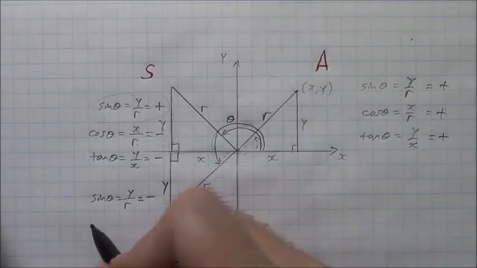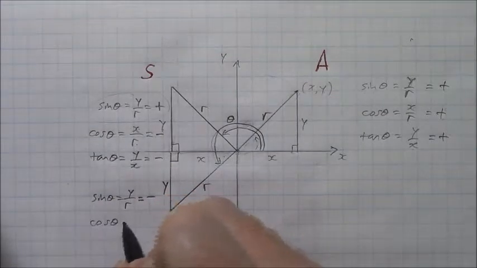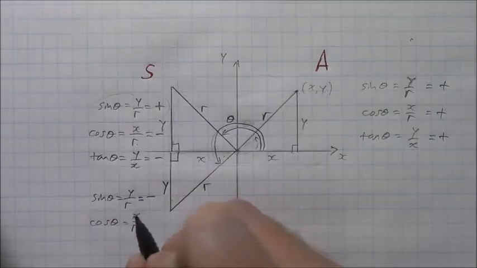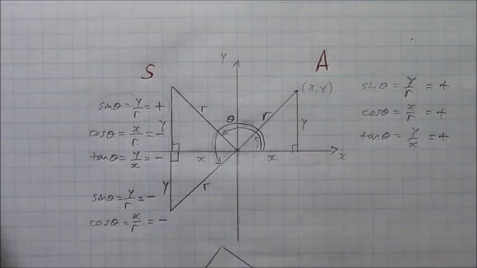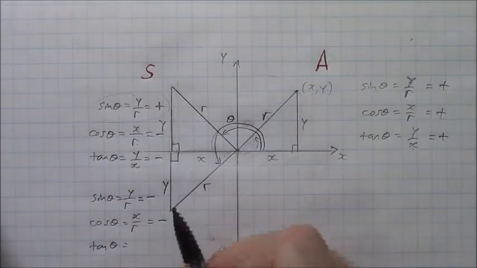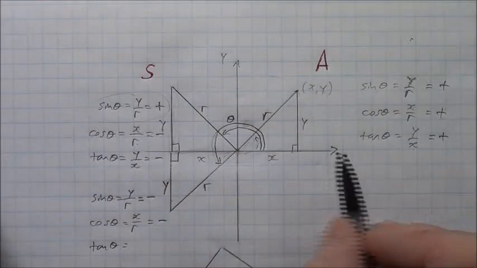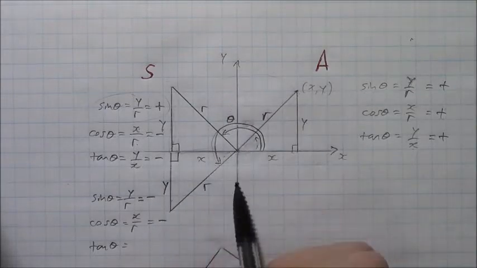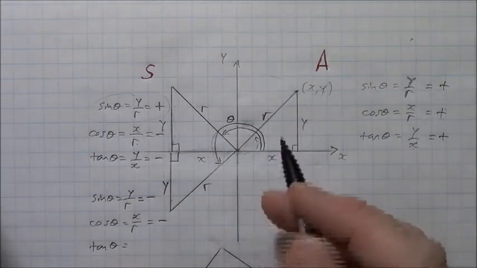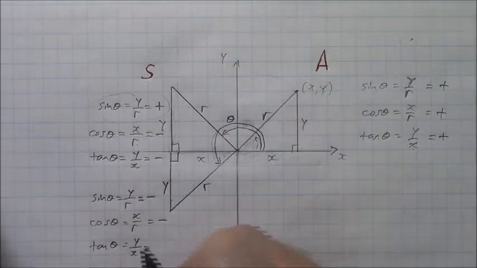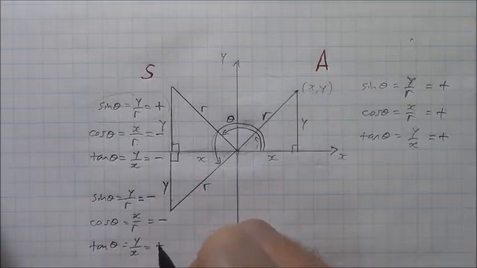And then cosine theta, again x is negative over the radius, which is positive, that's going to still be a negative. And then the tangent theta, well, now we've got y over x. Y is below the x-axis, which is the negative y values. X is to the left of the y-axis, which is also the negative x values. So y over x is going to give you a negative over a negative, which is a positive.